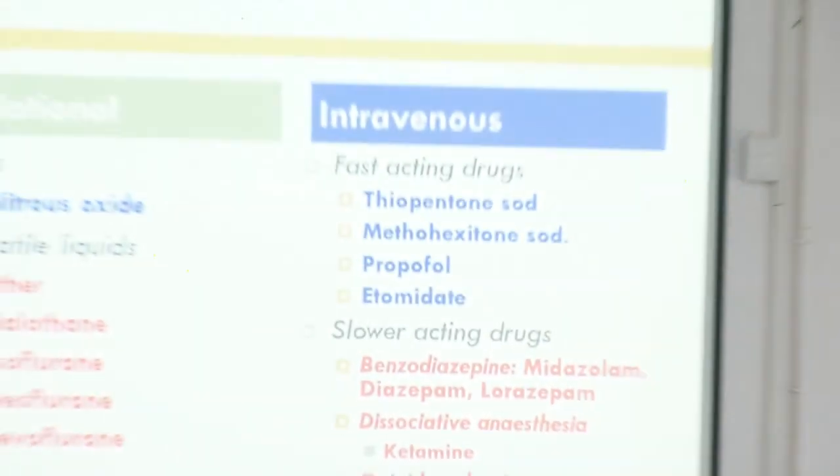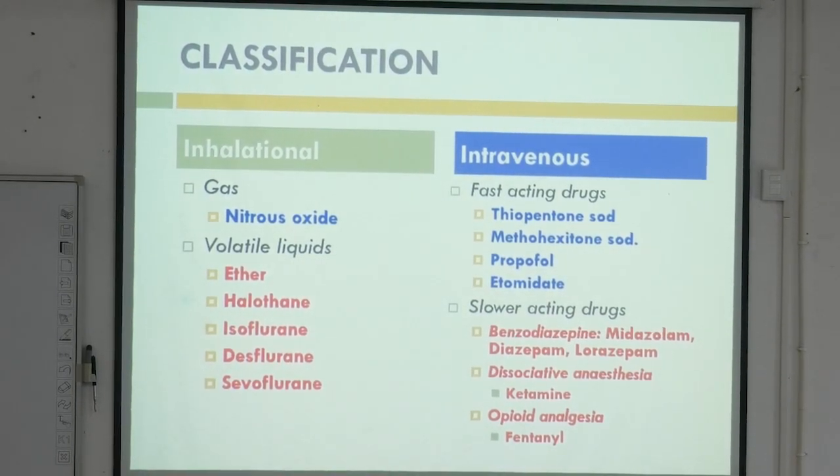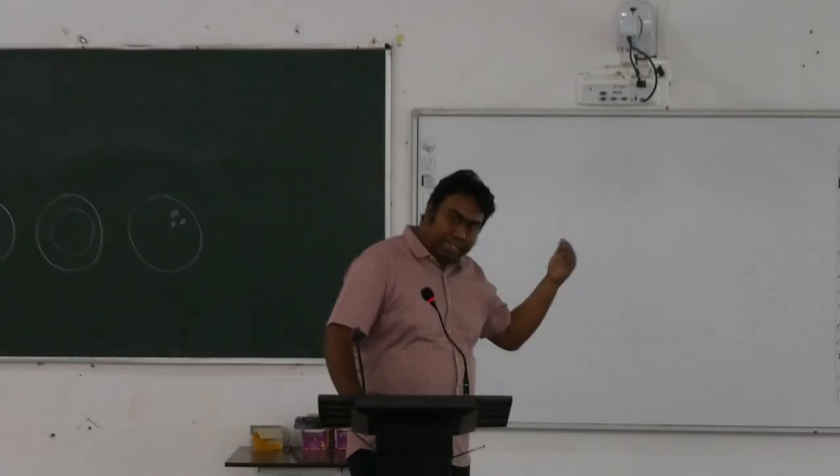So if we go for the classification of general anesthetics, we can broadly separate it. One is inhalation anesthetics, another is intravenous or parenteral general anesthetics. In the inhalation group, we can again divide into gas and volatile liquid. Gas and volatile liquid. So nitrous oxide, what is it, N2O or NO2?